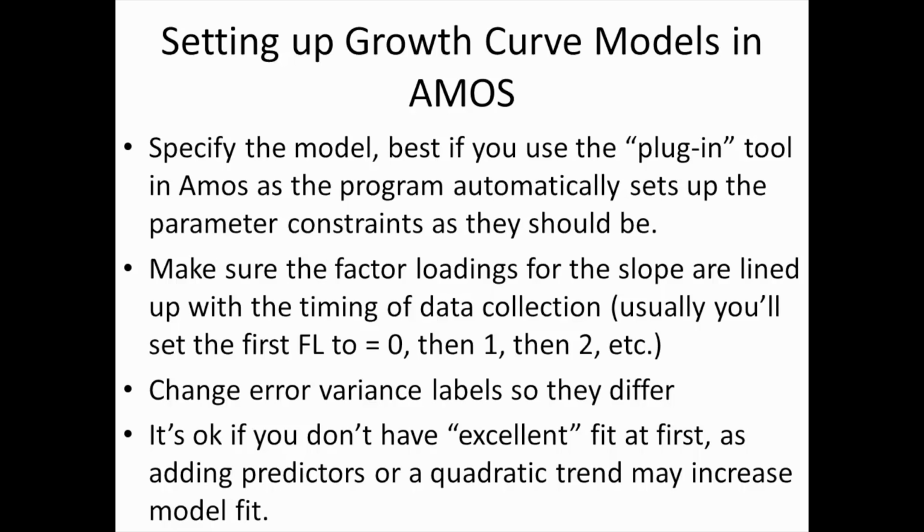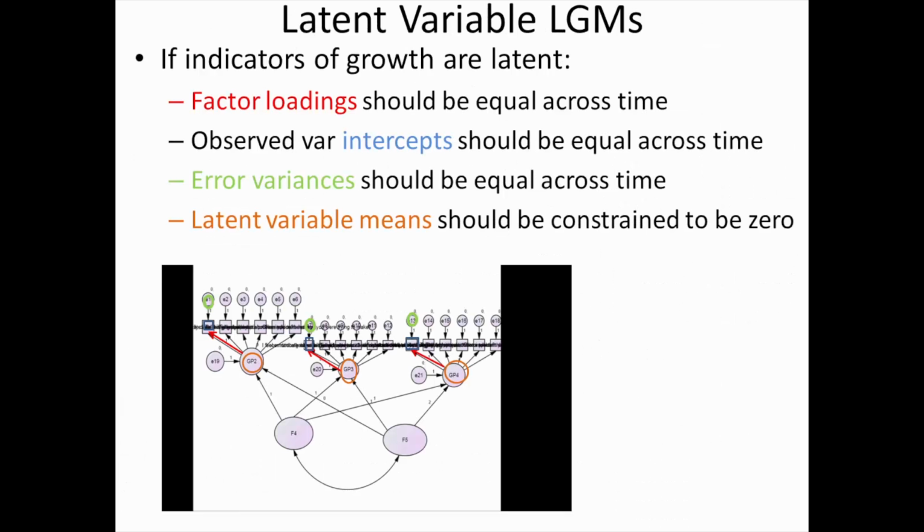Amos also defaults with having the error variances equal across time, and so you want to change those so that they are allowed to differ. And it's been common for me with the growth curve to not have necessarily stellar model fit at first. But as you then explore different patterns of growth and add predictors, generally model fit improves. Now if it's terrible model fit, then you may want to see if there's a problem.